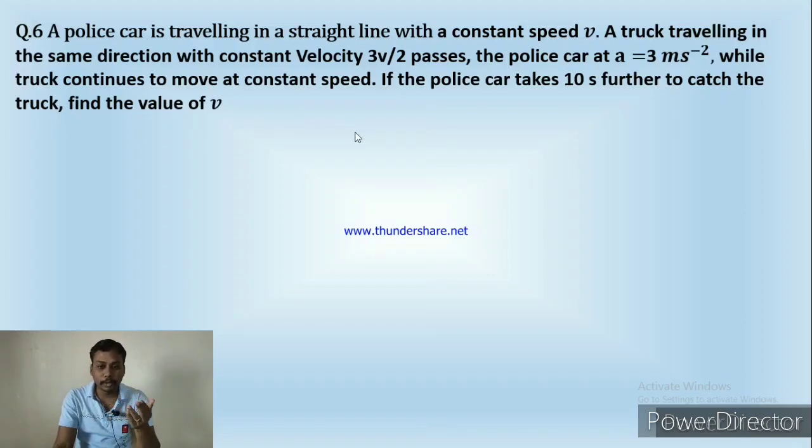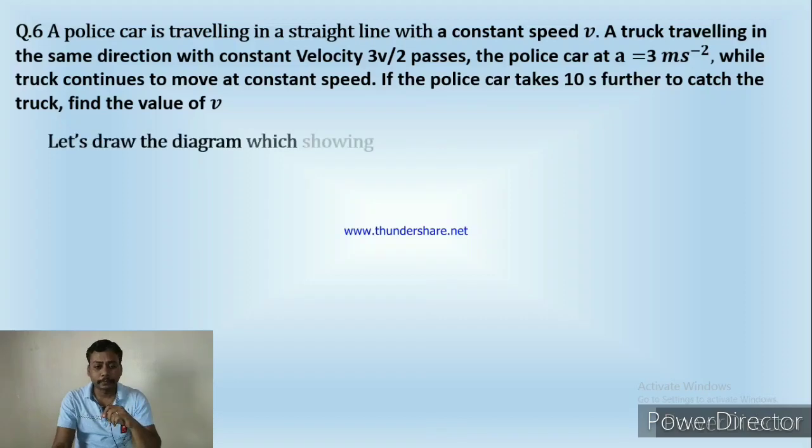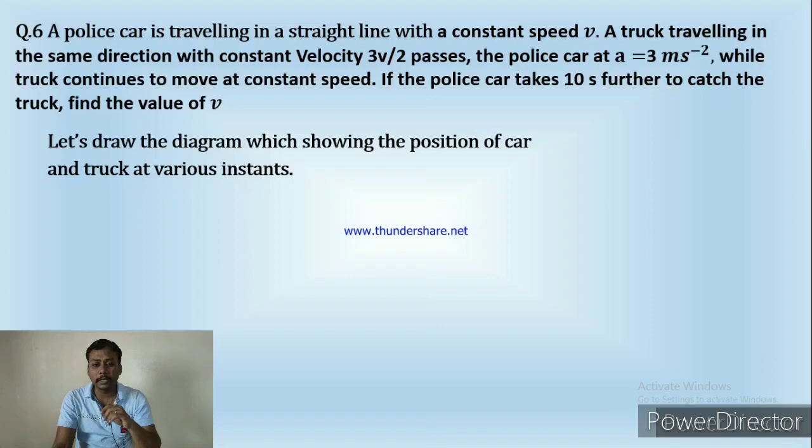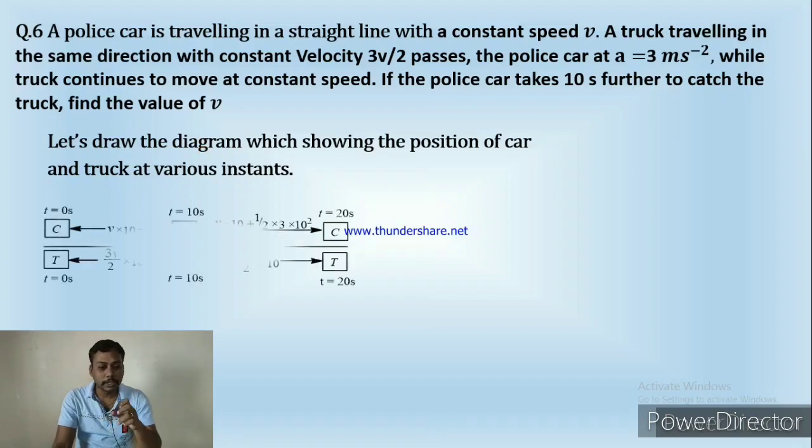So car moves with velocity v, truck moves with 3v by 2. So car takes 10 seconds further to catch the truck. So what is the value of v? We have to find here. Let's draw the diagram showing the position of car and truck at various instants. See the diagram. At starting, this is the car, this is the truck. After 10 seconds, this is the car, this is the truck.